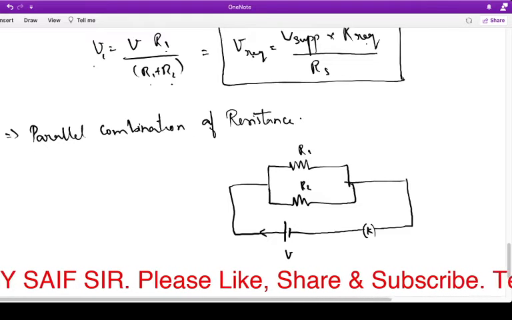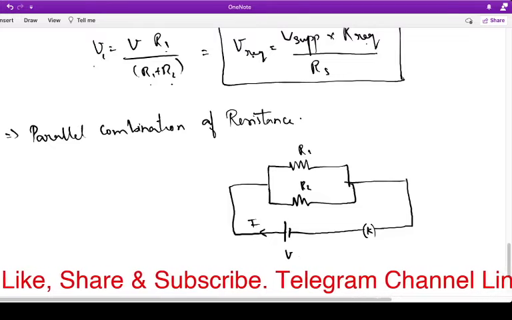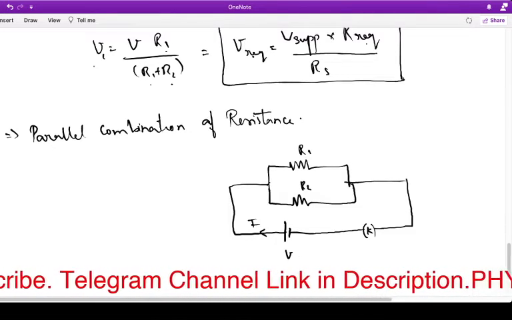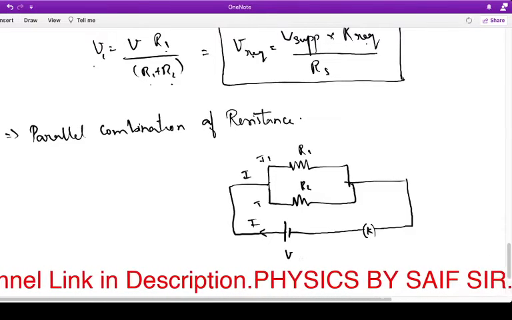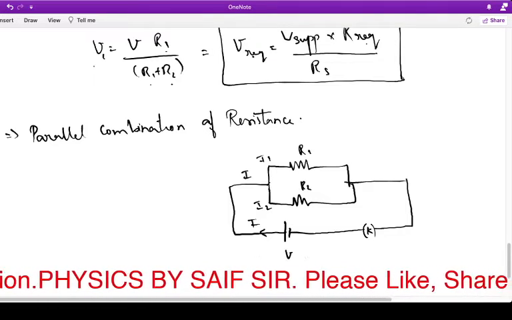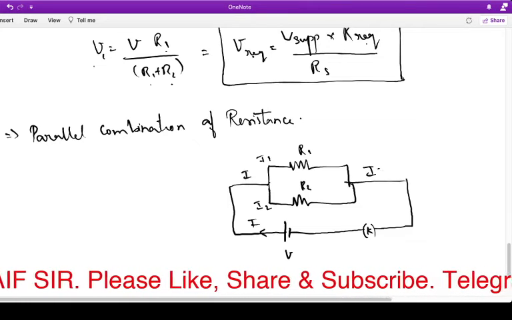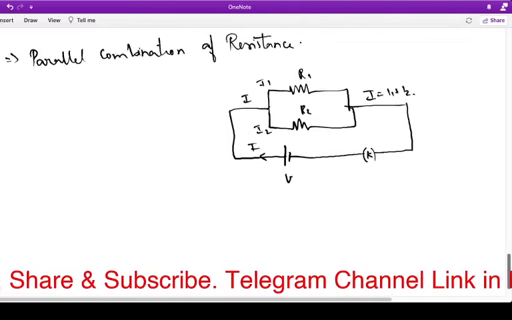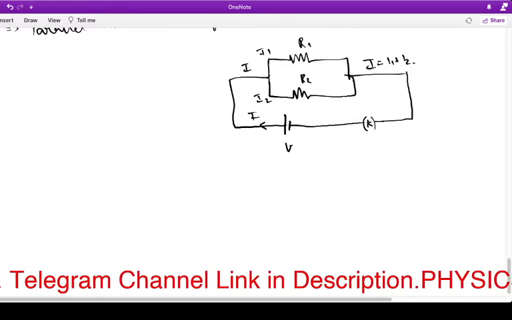As you know, the convention direction for current is from positive to negative terminal. Here is I, but when current comes here, it will get divided. This I here will get divided into I1, and the next branch you can say as I2. So again the total current will be I is equal to I1 plus I2. Okay, so this is the circuit diagram.